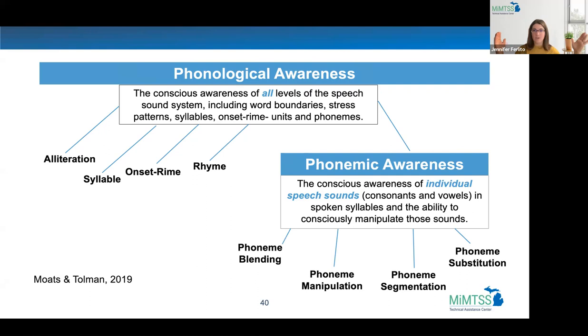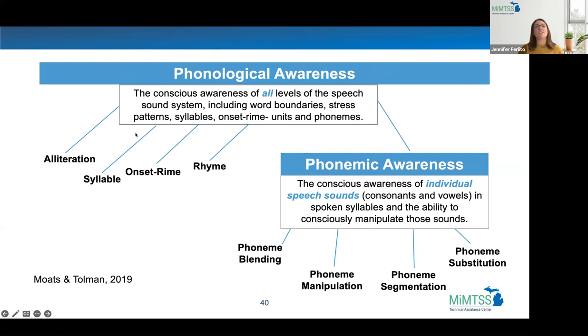It is the big umbrella. And so the alliteration, syllable, onset, rhyme, and rhyme, these are really good activities to support children in preschool and beginning kindergarten to develop that phonological sensitivity, the ability to listen to language, but they are not precursors to phonemic awareness. So phonemic awareness is a phonological awareness skill along with these. But these phonological awareness skills are not precursors to phonemic awareness.